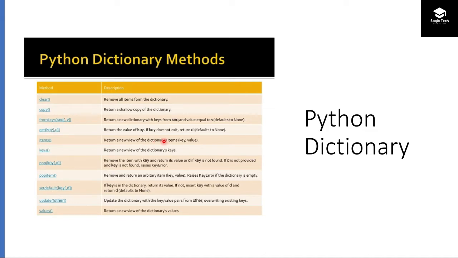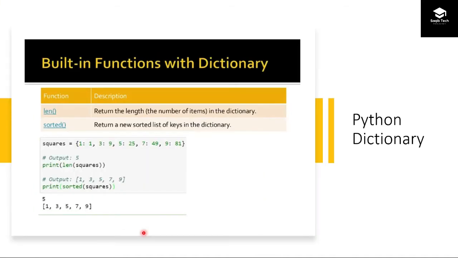Using items, you will get all the items in the dictionary with keys and values. Using keys, you will only get keys. Using pop, you can remove an element from the dictionary. Using popitem, you will get an arbitrary or random element. With setdefault, you can set a default value for a key if no such key is present. And with update, you can update the dictionary with key-value pairs from another, overwriting existing keys. And then there is values, to return all the values from the dictionary.